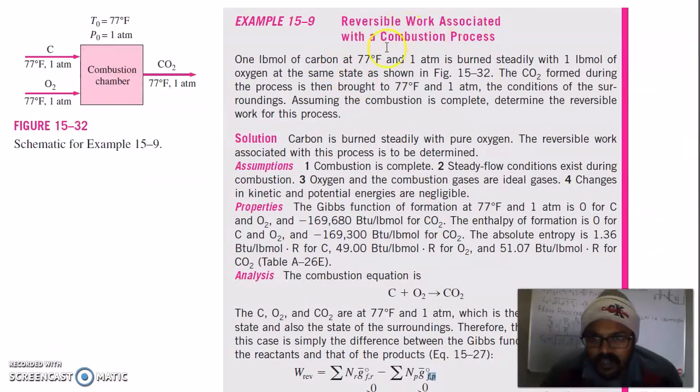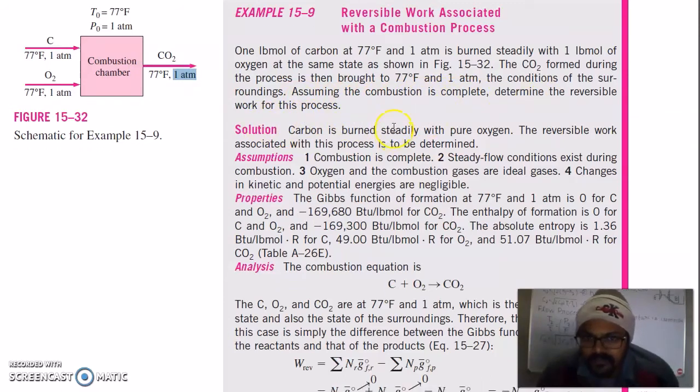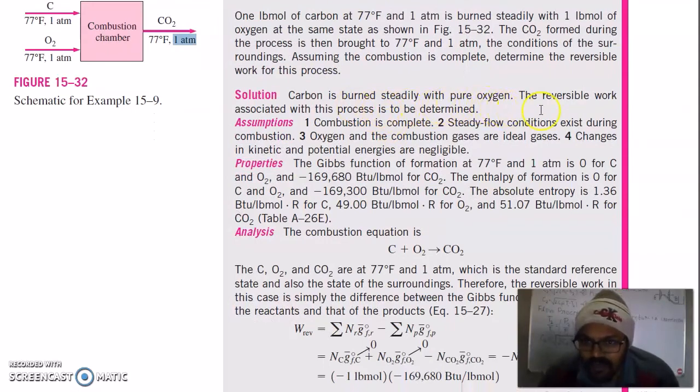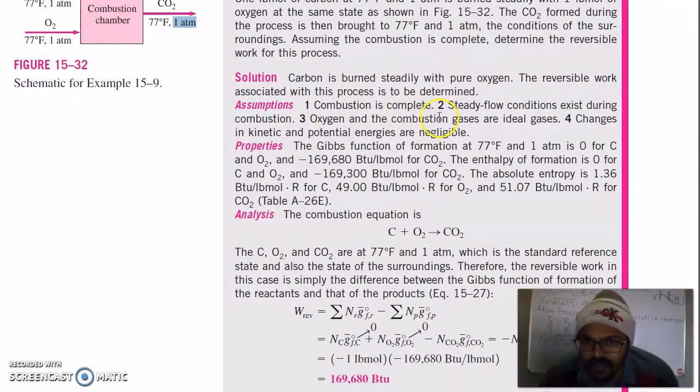Now consider the reversible work associated with a combustion process. Here, 1 mole of carbon at 77 Fahrenheit and 1 atmosphere is burned with 1 mole of oxygen at 77 Fahrenheit and 1 atmosphere. The standard temperature and pressure are 77 Fahrenheit and 1 atmosphere. The outlet is CO2 at 77 Fahrenheit and 1 atmosphere. Assuming the combustion is complete, determine the reversible work for this process. So carbon is burned steadily with pure oxygen, and the reversible work for the process is to be determined.